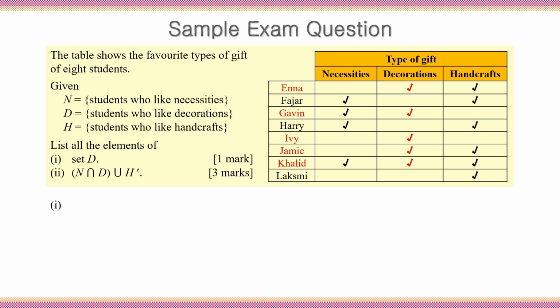Students who like decorations are Enna, Gavin, Ivy, Jamie, and Khalid. List all the names inside curly brackets. 1 mark is easily obtained.